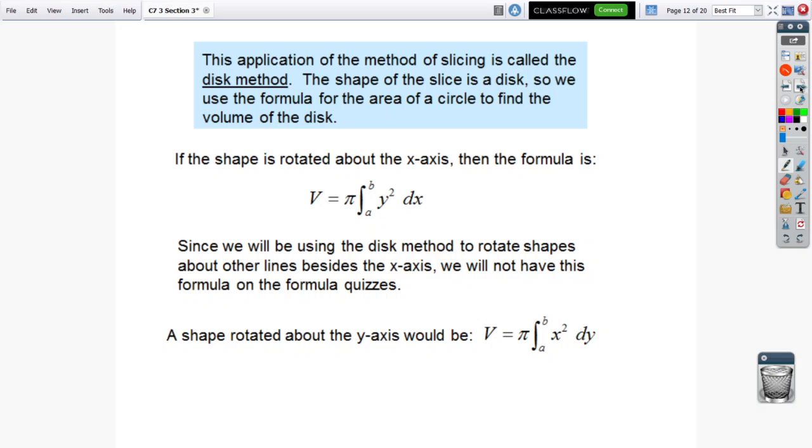So again, I think I jumped the gun a little bit on telling you guys what this was called. It is called the disk method. This application of the method of slicing is called the disk method. The shape of the slice is a disk, so we use the formula for the area of a circle to find the volume of a disk. If the shape is rotated about the x-axis, then the formula is the integral from a to b of y squared dx.